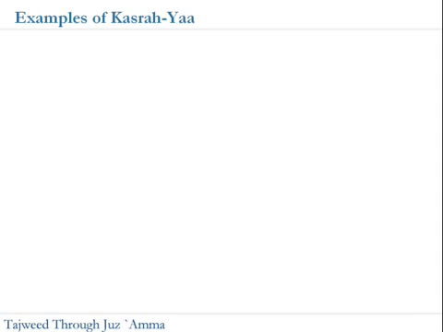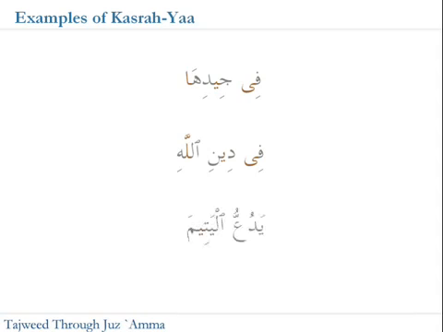So now we're going to move on to kasra ya. This is the combination of a letter with the kasra and the ya, which again is mad asli, and they're kept at 2 long. So here we have fi jidiha. Then we have fi dinillahi. And last of all we have yadu'ul yatim. Okay, so in all of those the kasra ya is kept to 2 lengths long relative to the kasra.